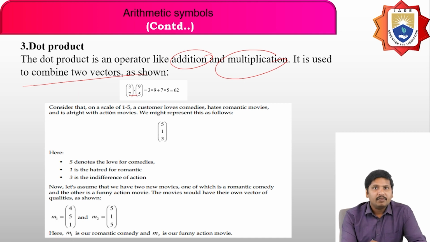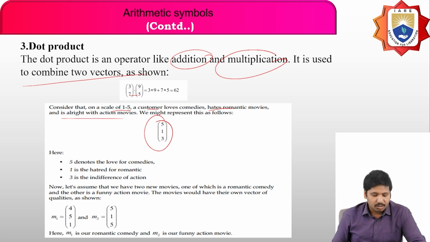Suppose we have an example. Consider that we have a scale of 1 to 5 for a customer who loves comedies and hates romantic movies. So in this, if I rate the scale like 5, 1, 3, this should be considered as a vector. If I consider another vector, it also has to be taken out.